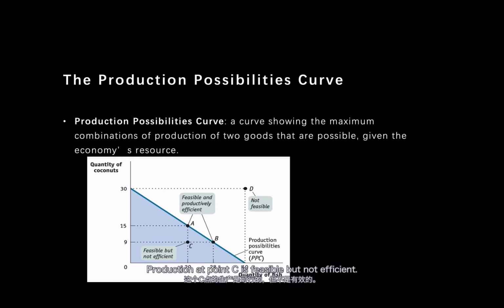Production at point C is feasible but not efficient. Points A and B are feasible and productively efficient, but point D is not feasible. You may notice that the points on the line are efficient, and next we're going to talk about efficiency.